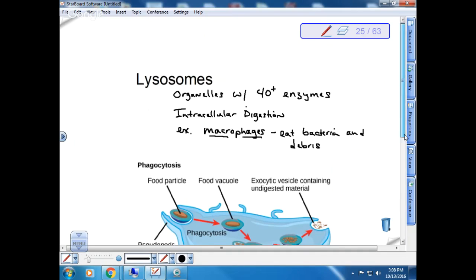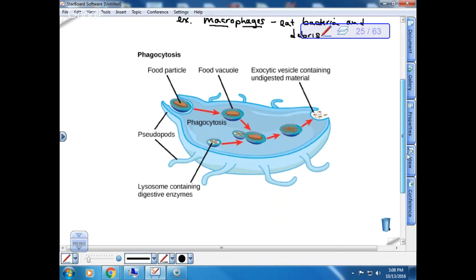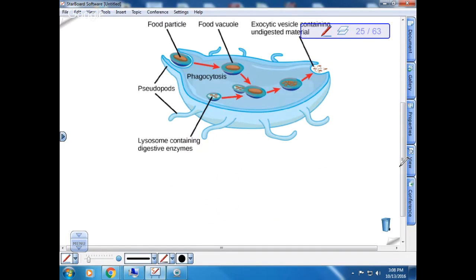So this is the way it looks. This cell, in this case, is engulfing a food particle. It could be a bacteria. It takes it in, and then the lysosome fuses with that food space and releases the enzyme and then breaks it down.